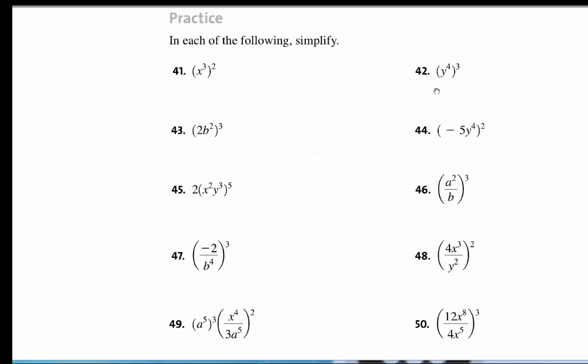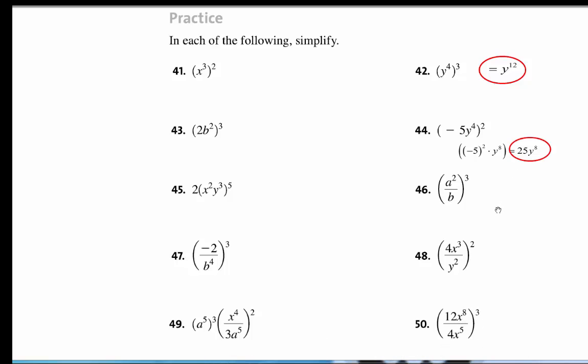Problem 42. Well, there's not really much to do here. We're going to multiply the 4 and the 3 to get 12. So y to the 12th should be our answer. Problem 44, I'm going to take this negative 5 and raise it to the 2nd power. And then I'm going to have the y to the 4th times 2 to get y to the 8th. So here you can see me squaring the negative 5. 4 times 2 is 8. So negative 5 times negative 5 is 25 y to the 8th.